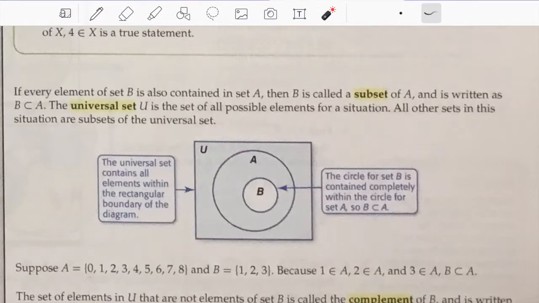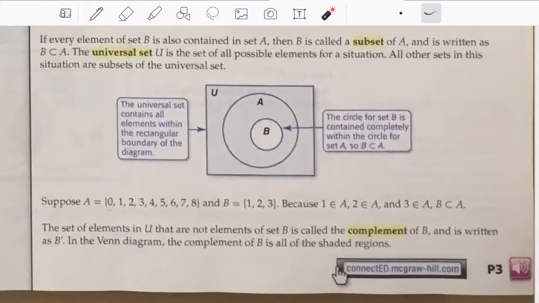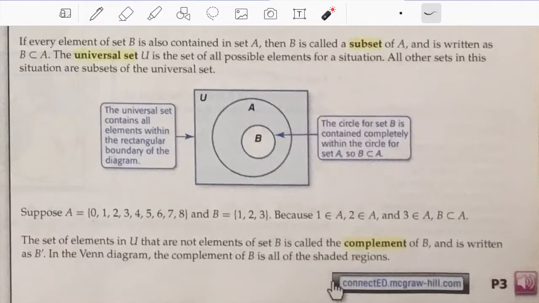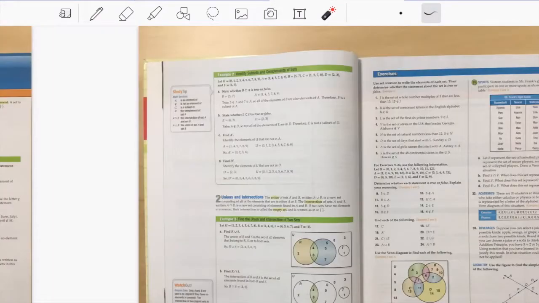Now, the universal set is the set of all possible elements for a situation. So in the pickup truck situation, if I'm talking about pickup trucks, the universal set is all pickup trucks. A subset would be Fords, and a smaller subset of that would be Ford Rangers instead of an F-150 or whatever. All right. Now, this next piece down here, complement. They're just the things that are not in the smaller subset. It's really not that important, honestly.